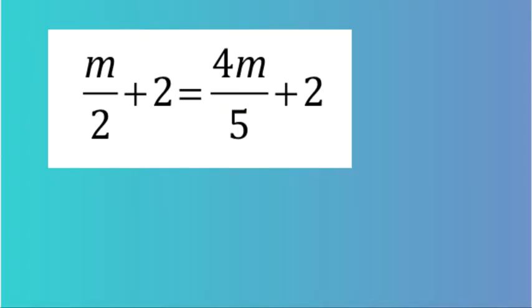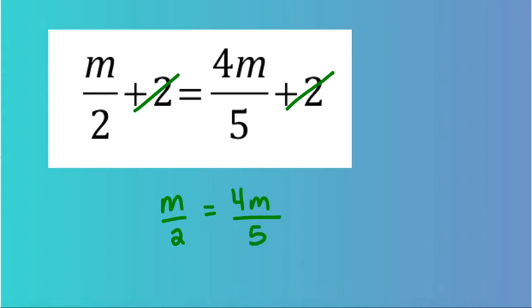What if... because clearing isn't the easiest thing to do right off the bat. I want to look at equations and notice things before I jump in to solve. And so on this equation, what I noticed is that I have a plus 2 and a plus 2. So if I subtract 2 from both sides, these actually simplify. They cancel out. So now I'm just given m over 2 equals 4m over 5.